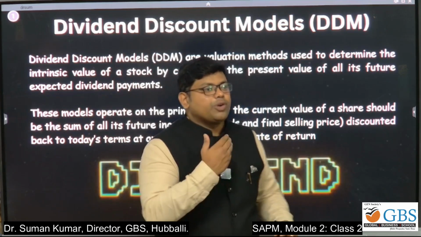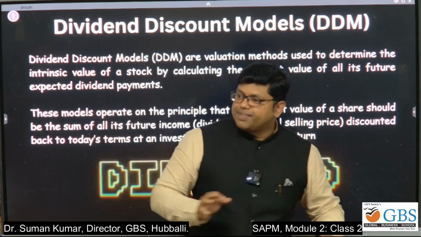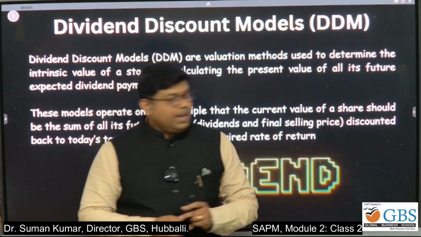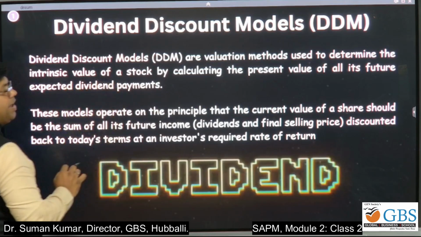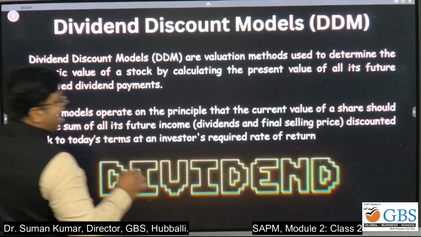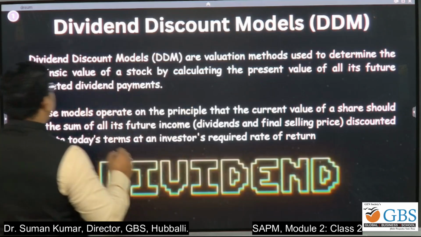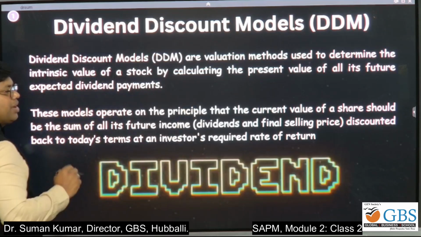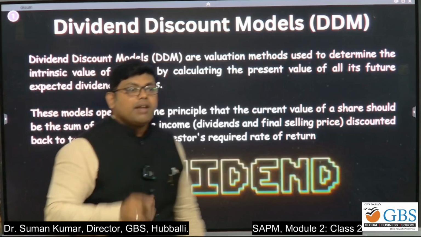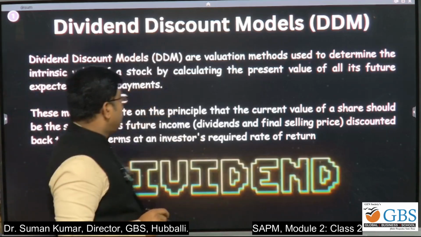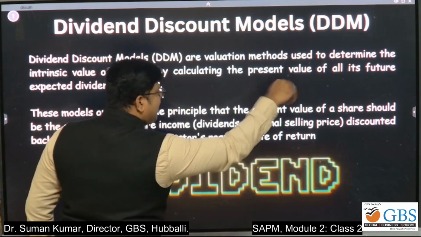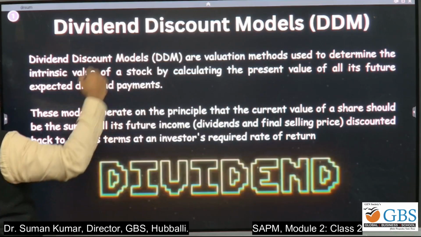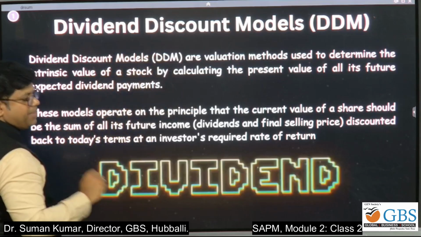So that is what we are going to learn one by one. Is it fine? Shall we learn? So let me read out. The dividend discount model, DDM, is a valuation method used to determine the intrinsic value. Intrinsic value is nothing but what? Present value. The value of a stock is calculated by the present value of all its future expected dividend payments.